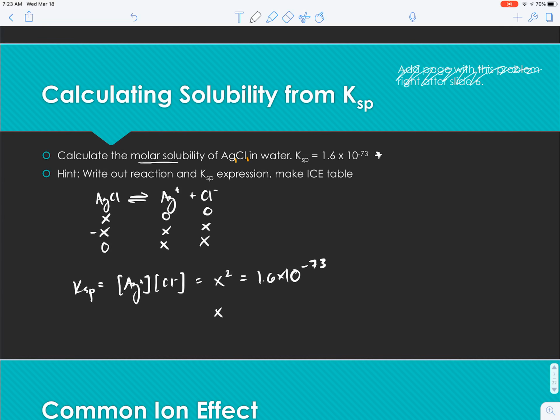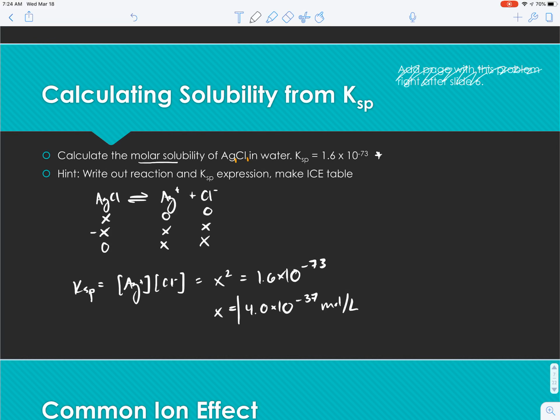So what we get for X is, did not do this beforehand, 4 times 10 to the negative 37. Wow. And that will be moles per liter.